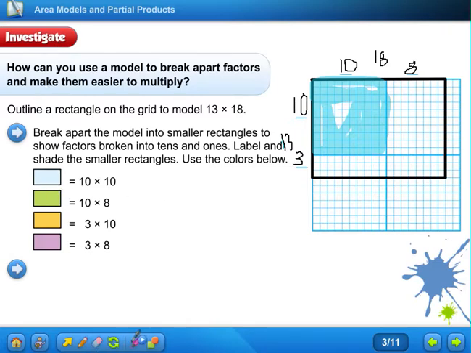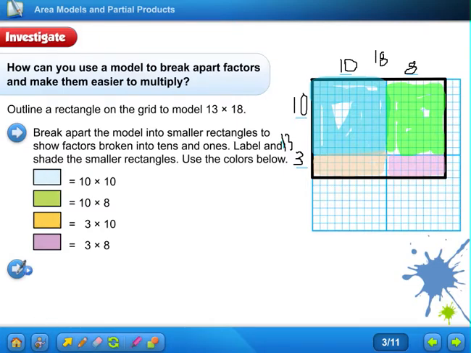And I'm going to color the rest of my sections according to this. Green will be my 10 by 8, so this will be green right here. You can color yours better than mine, I'm just doing it real quick. Yellow, or an orangish yellow, will be 10 and 3, or 3 times 10, which is this section right here. And my last section I will color is my 8 times 3.